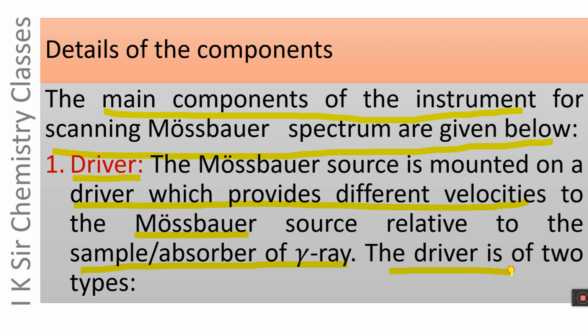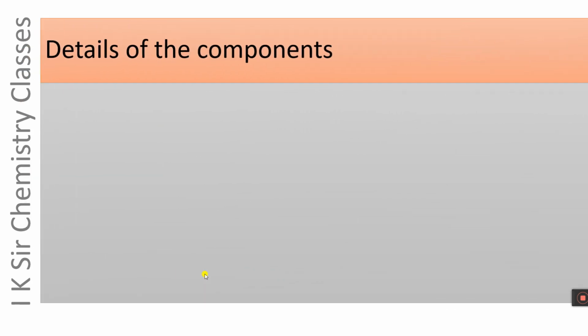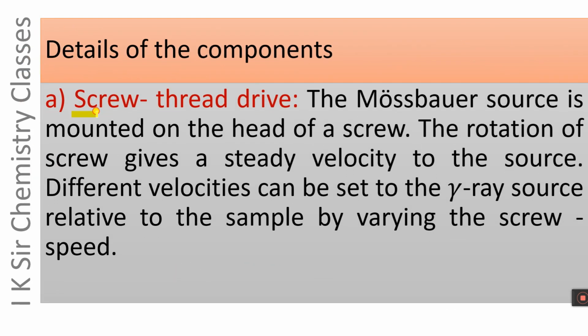The driver is of two types. First, a screw thread drive. The Mössbauer source is mounted on the head of a screw, a common tool. The rotation of a screw gives a steady velocity to the source. The screw is rotated in clockwise direction and anti-clockwise direction. As a result, the source gets a steady velocity because the source is mounted on the head of a screw.